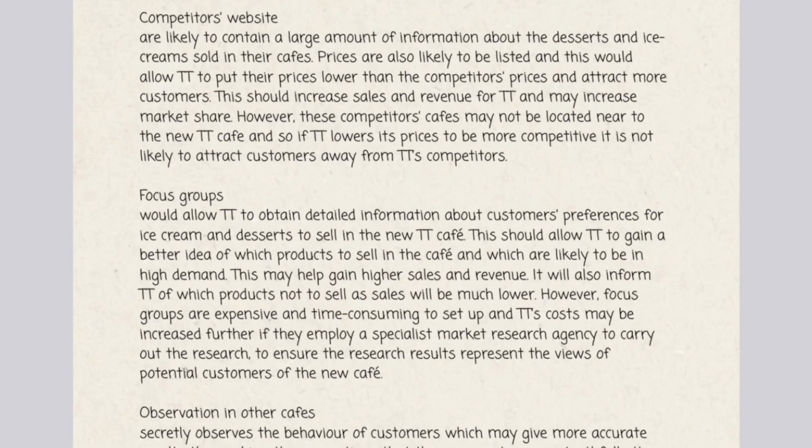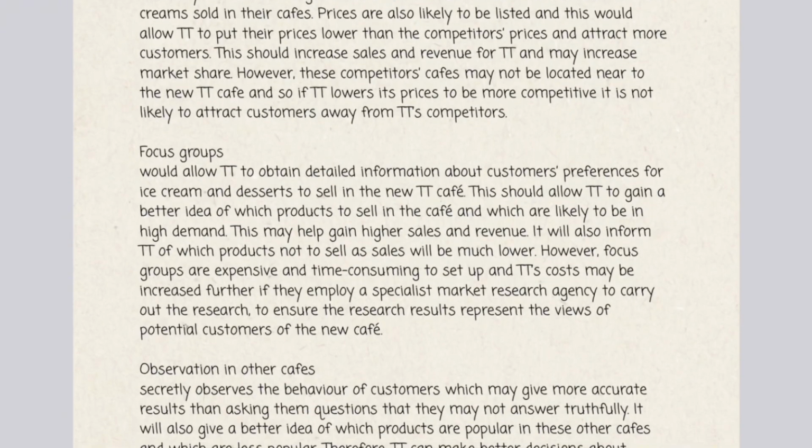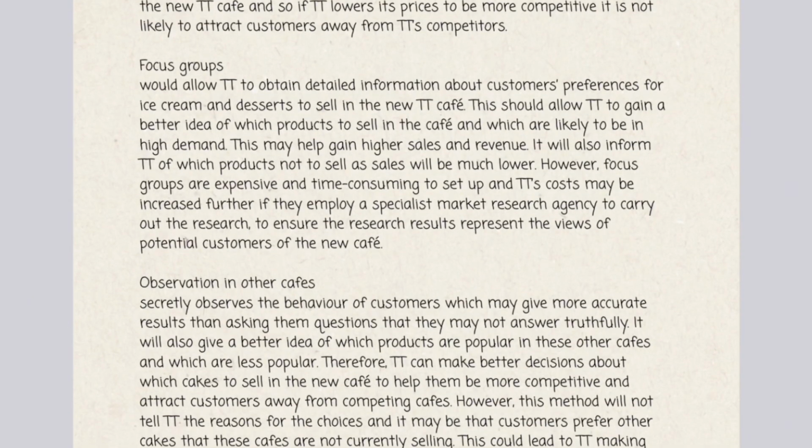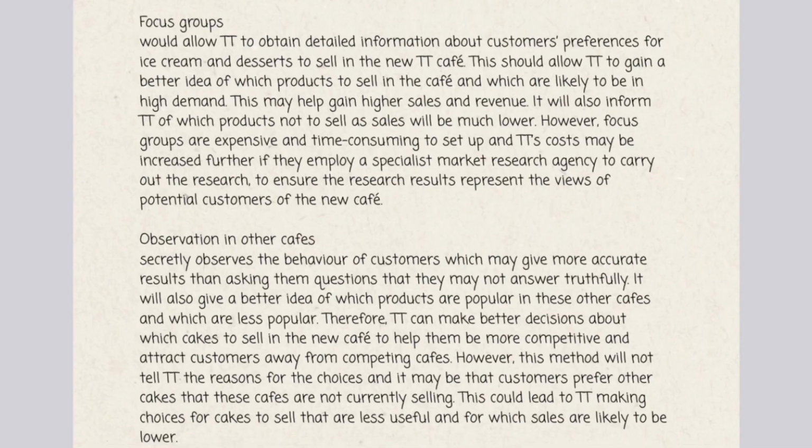Arguably, this is a very good response. They have advantages and disadvantages for all 3 analysis points of competitors' websites, focus groups, and observations in other cafes.